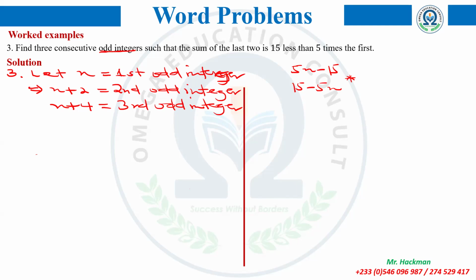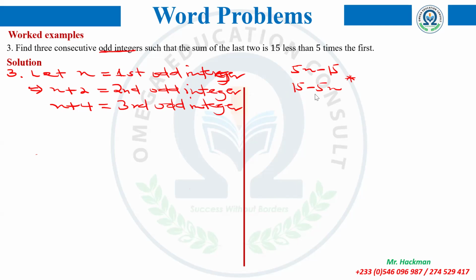Sir, the question says the sum of the last two is 15 less than 5 times the first. So the first odd integer over here is x. So 5 times that odd integer is 5x. And the sum of the last two is 15 less than it, so 5x minus 15. I understand. The way you have stated it, I understand perfectly, but I don't know whether the others equally understand. Anyway, that's your explanation.